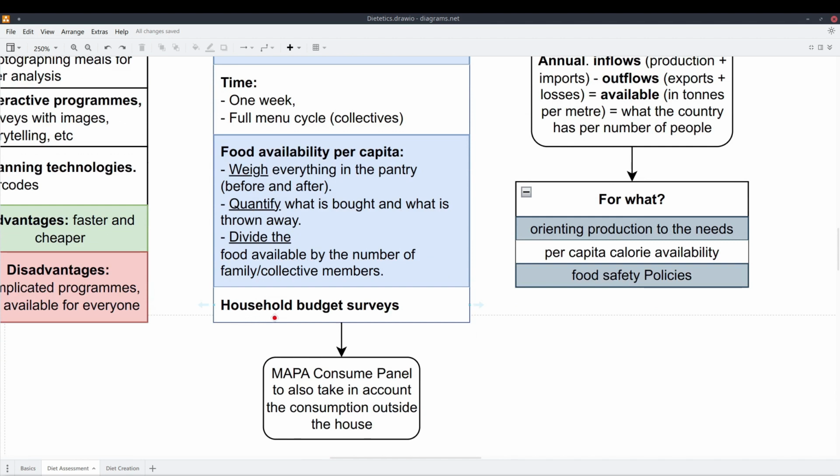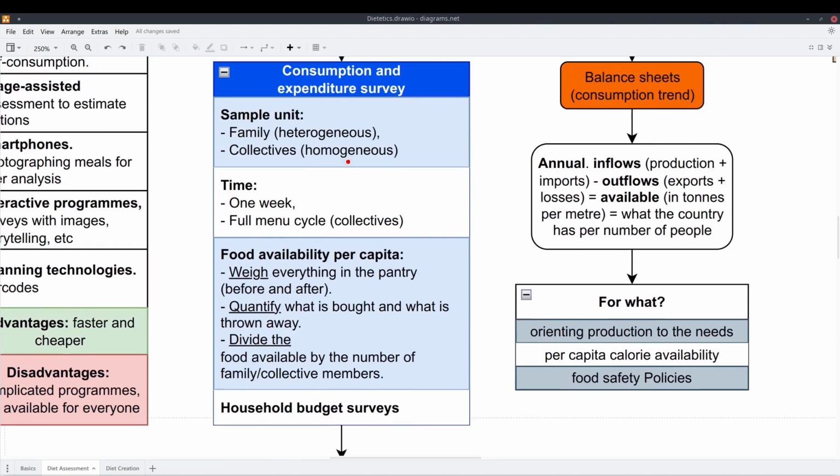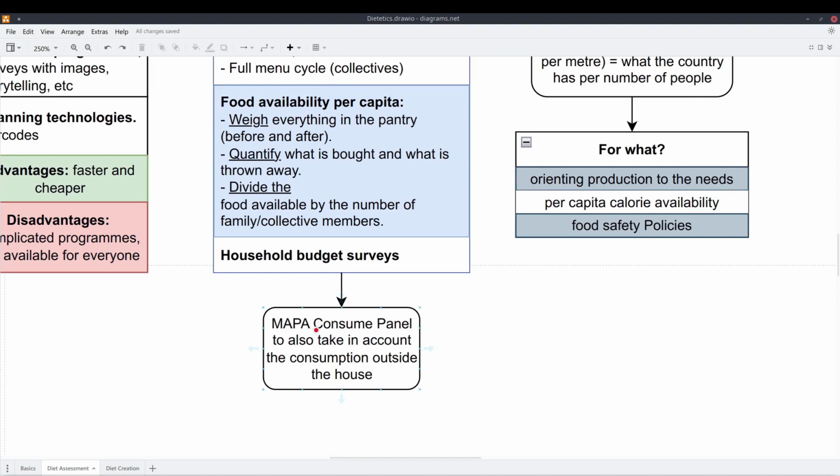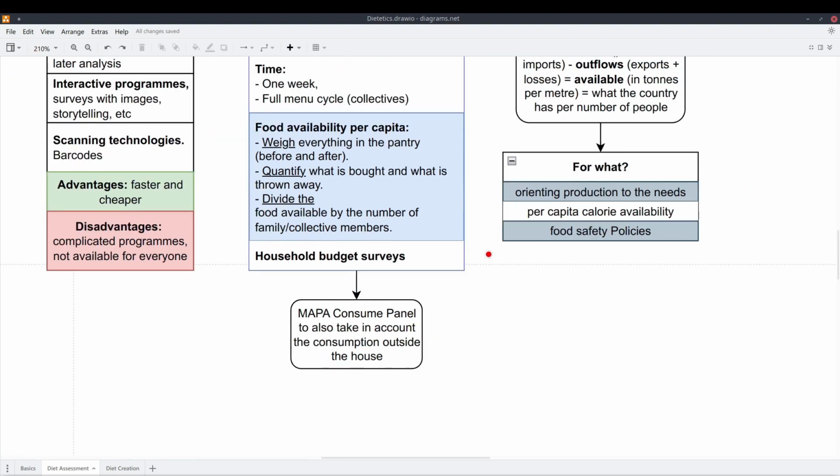And then there are the household budget surveys. So basically, how can you affect the food availability per capita based on the budget you have as a family? The problem with these surveys is that they do not take into account the consumption outside the house. But there is this MAPA consumption panel that takes into account the consumption outside the house. And this is applicable to Spain.